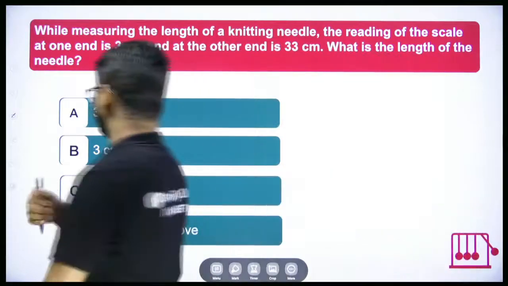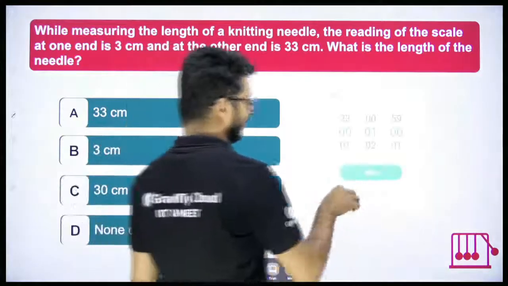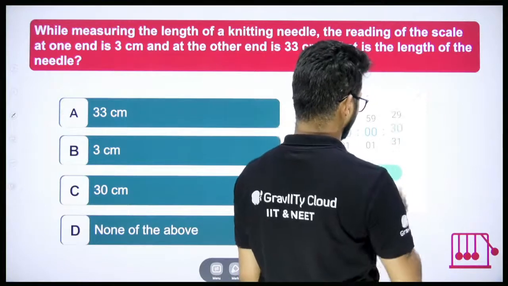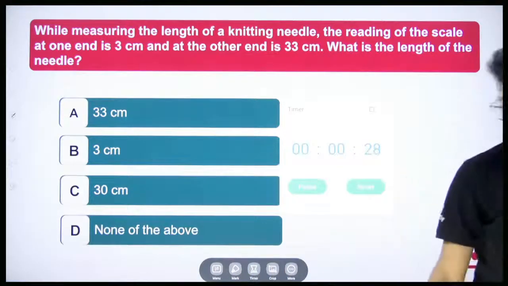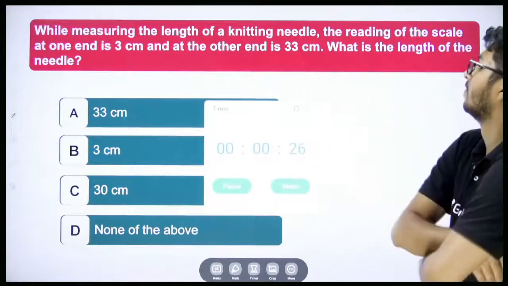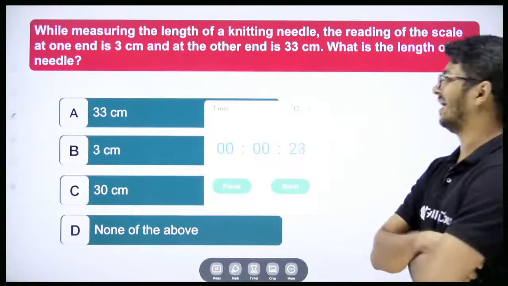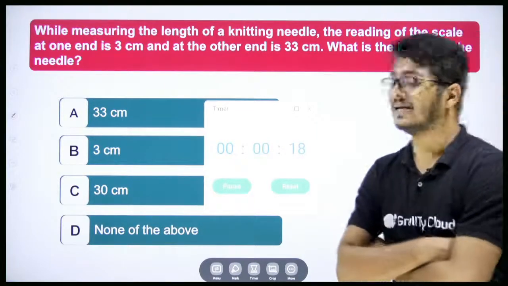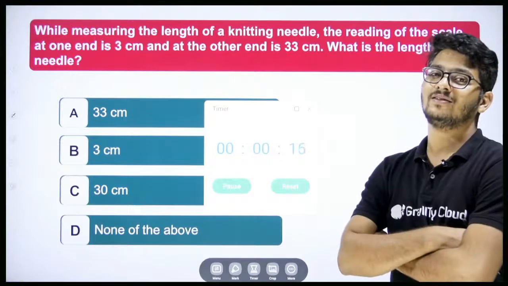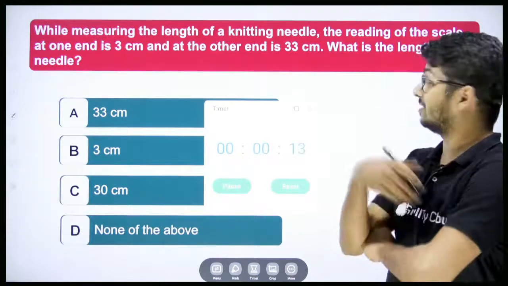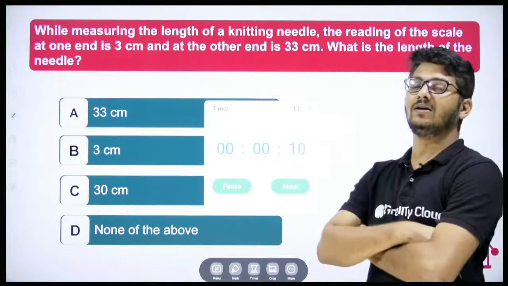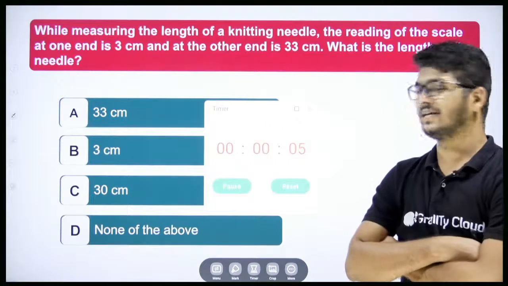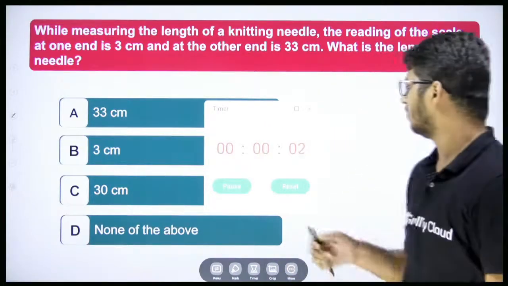I'll give you 30 seconds of time. Should be enough. Right, so please solve it. At one end it is 3 centimeter, at the other end it is 33 centimeter. That itself is the hint. You have to measure the length of the needle. So what is that going to be? 5 seconds more. 3, 2, 1.